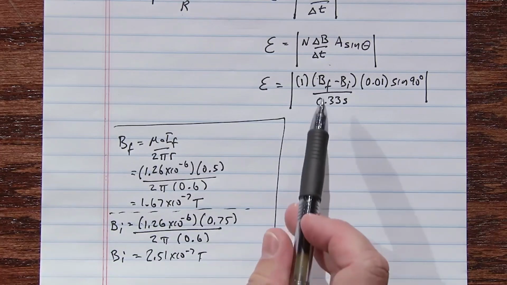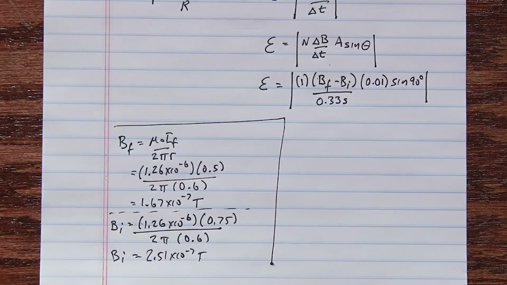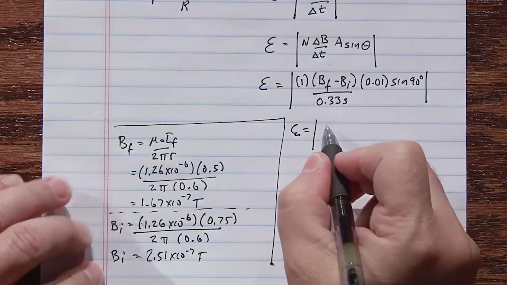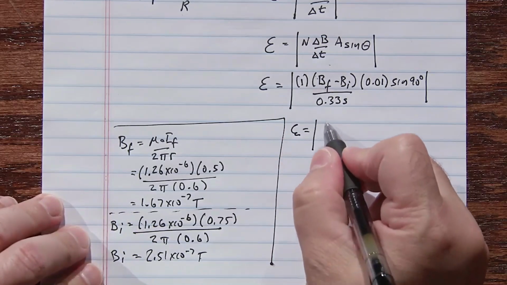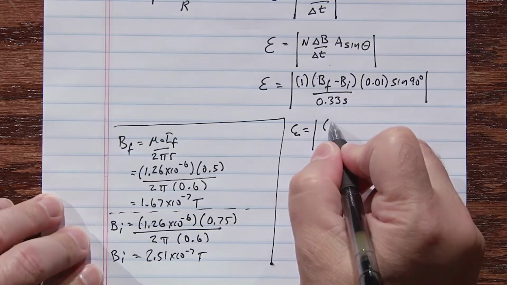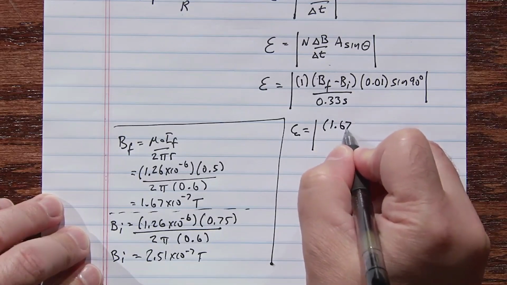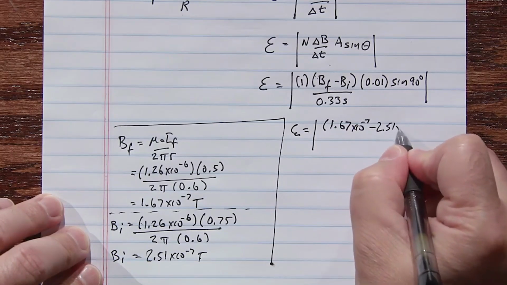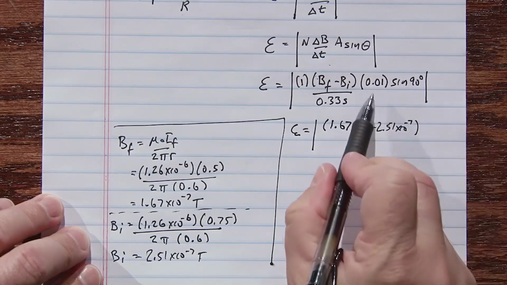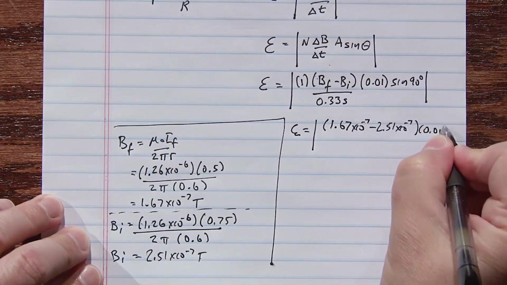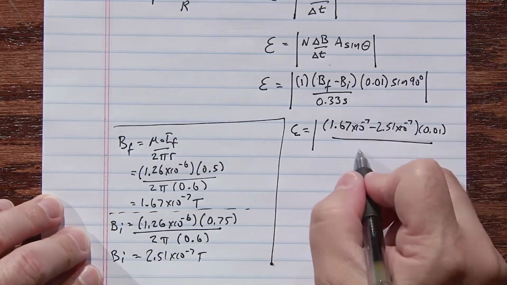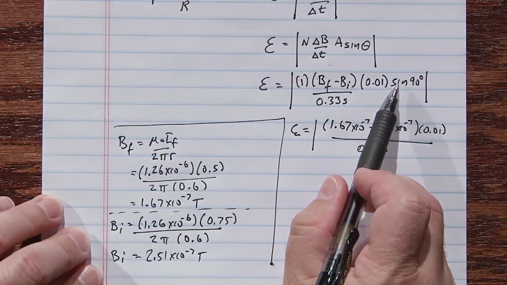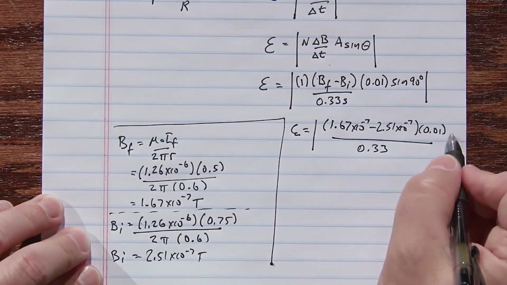So now we have B final, B initial. We've got everything we need to calculate E. So E is equal to the absolute value of, I'm not going to write that, I'm going to write 1.67 times 10 to the minus 7 minus 2.51 times 10 to the minus 7, times 0.01, all divided by 0.33, and sine of 90 is also times 1, so I'm not going to write that.